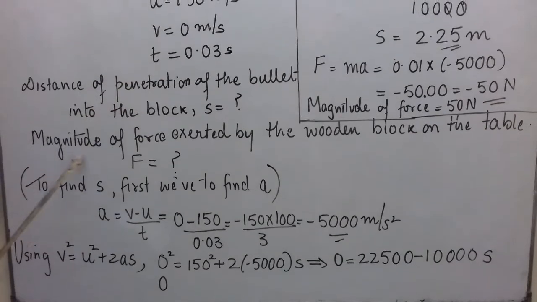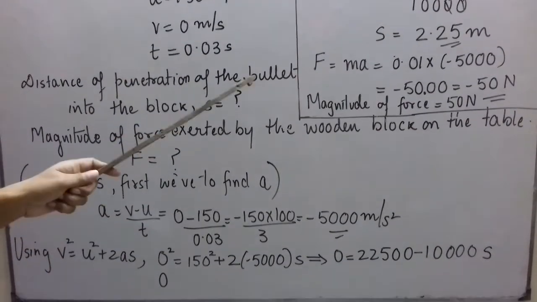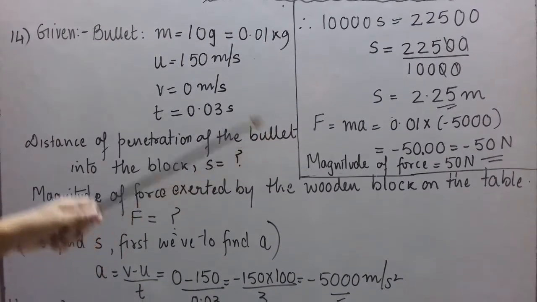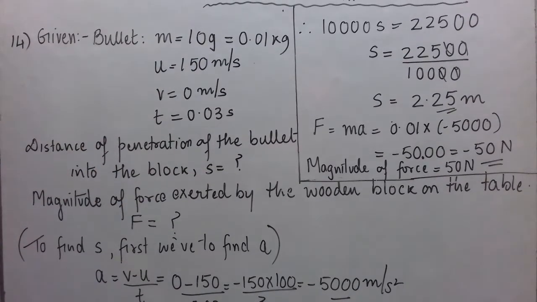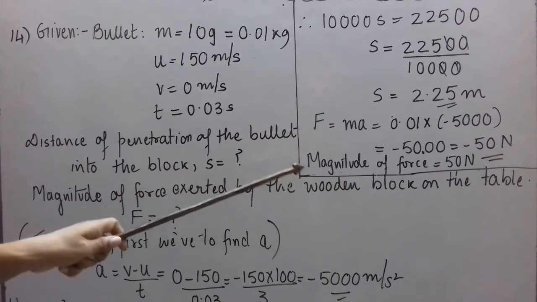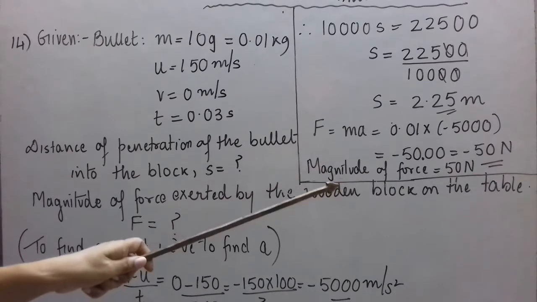Now, the magnitude of force we have to find, exerted by the wooden block on the bullet. So F, by using Newton's second law of motion, F is ma. m is, now put this value in kg, and a is in meter per second square, but don't forget to put the negative sign there. So after simplifying, we get F is minus 50 Newton.